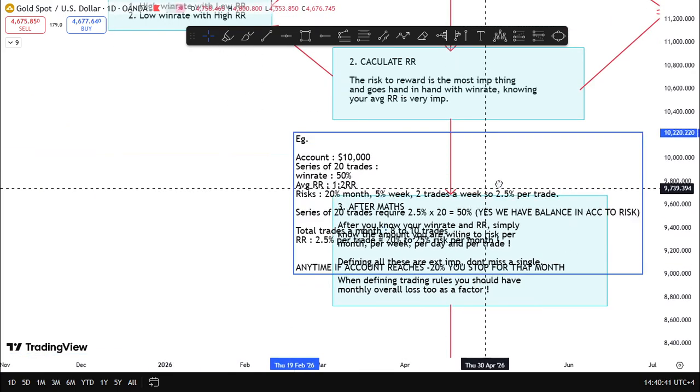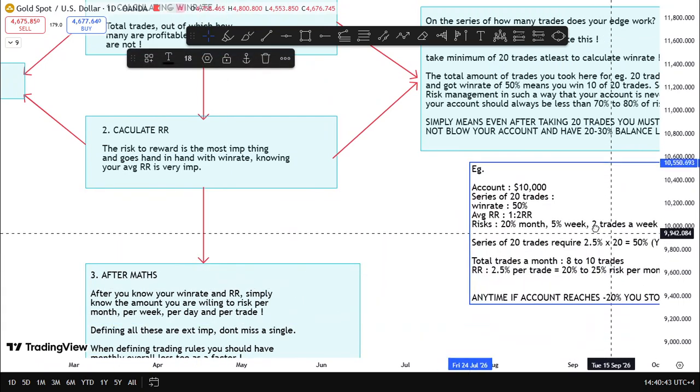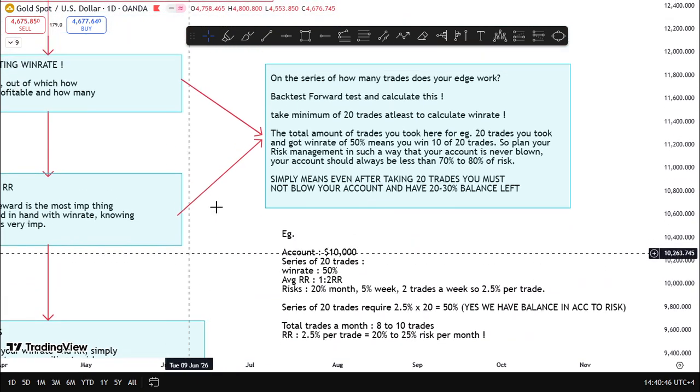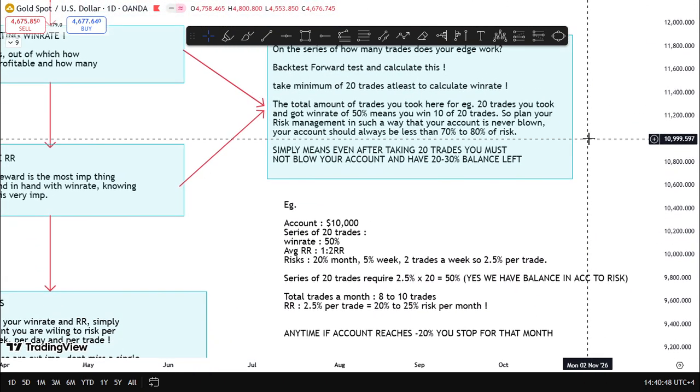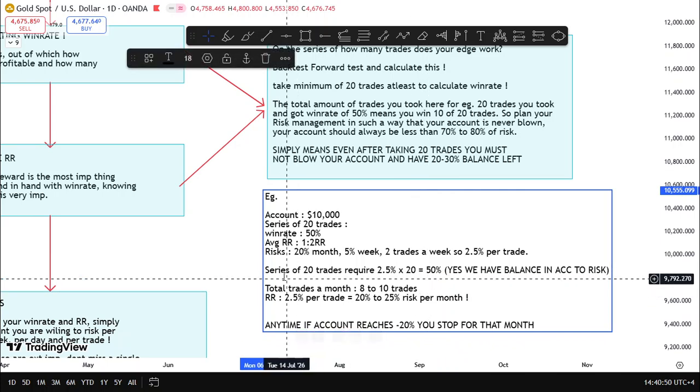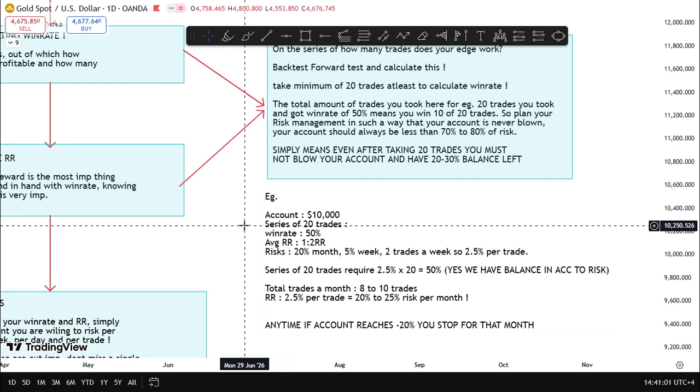Now guys, let's go over here, showing you this point which I was discussing on series. Now see, this I have written over here. On a series of 20 trades I require 2.5%, which is what I risk per trade, multiplied by 20, because my edge works on a series of 20 trades. That is what I have calculated.